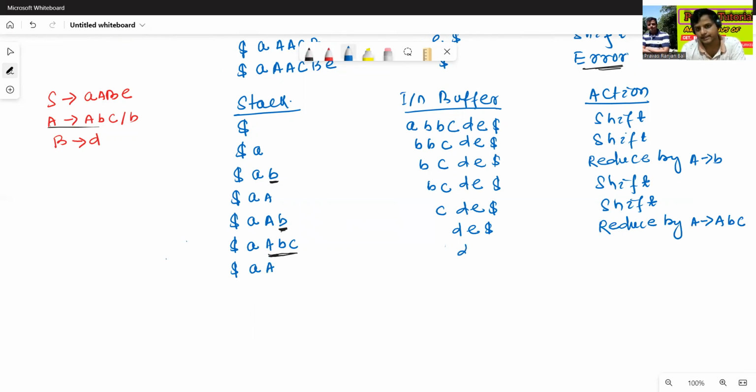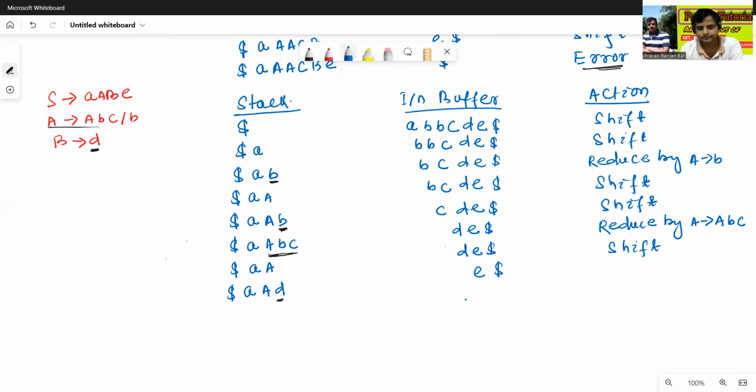So this is D dollar. Okay. Now is there any handle possible? No. Then I'll shift. So dollar A, then D, then E dollar. Is there any handle possible? See, this handle is possible, D here.